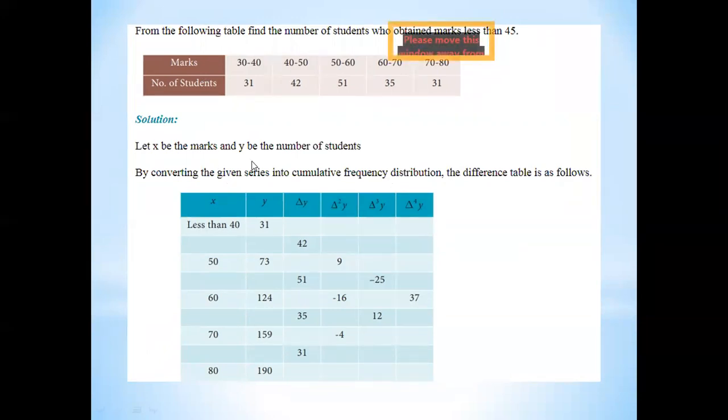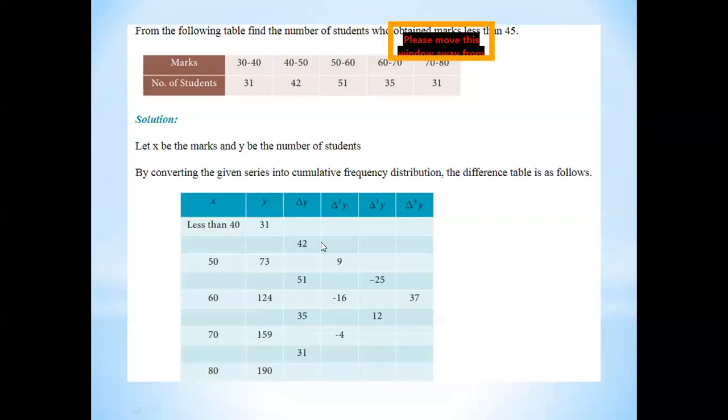Let x be the marks and y be the number of students. By converting the given series into cumulative frequency distribution, the difference table is as follows. First, we are going to consider less than 40 is 31 and less than 50, we will consider 40 to 50 and 30 to 40. The value is 73, and less than 60 we will add 51 plus 42 plus 31. We will get 124, and less than 70 we will add 35 plus 51 plus 42 plus 31, 159. Less than 80 we will add all the values, we will get 190.